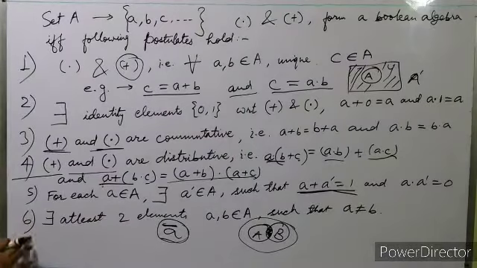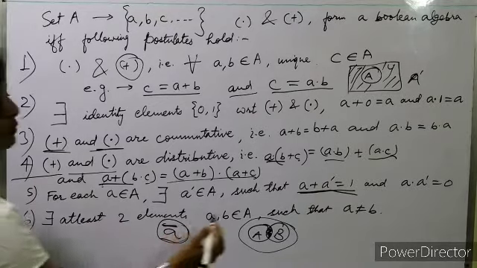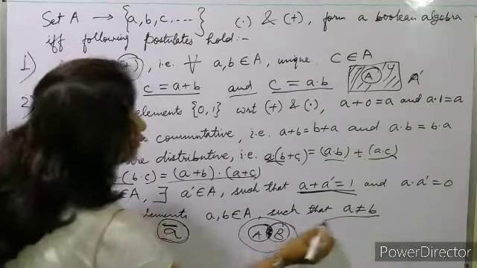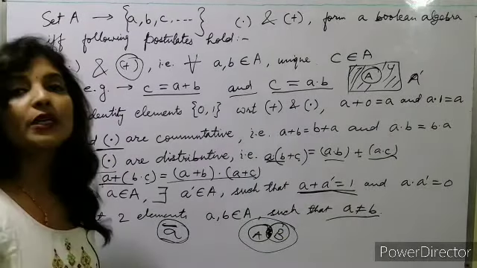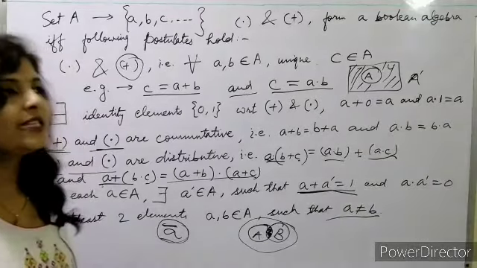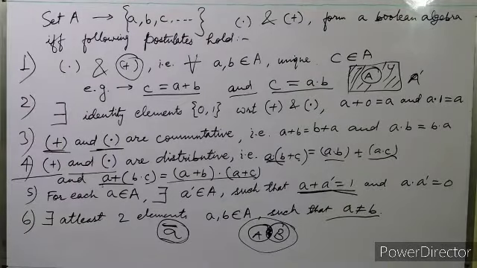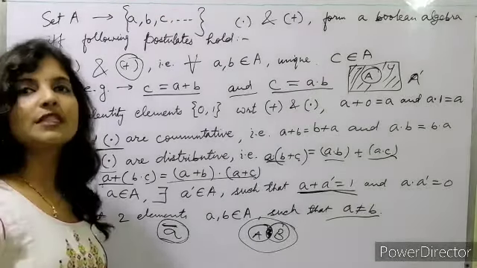Okay, now the last one, the sixth one: there exist at least 2 elements A, B that belong to set A such that A is not equal to B. So there will be at least 2 elements in any set that are not equal, right? So these are some postulates for proving all theorems. We will use these postulates.